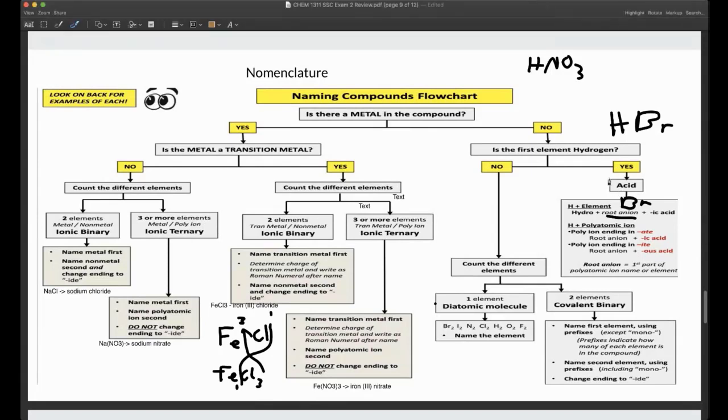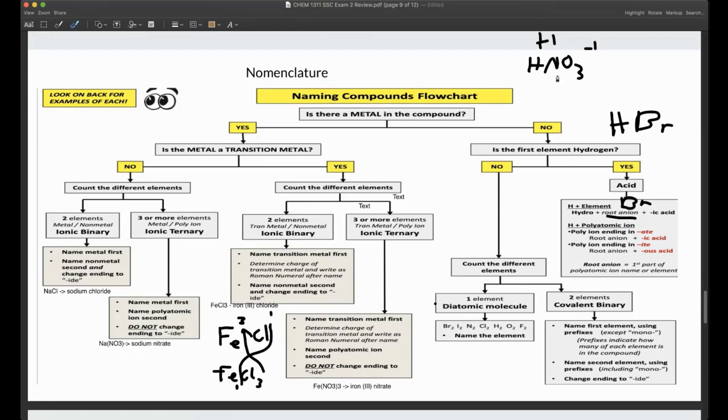So if you have HNO3, for example, since it's nitrate, you would just say that it's nitric acid. Notice here that NO3 has a -1 charge, right? And also the H has a +1 charge. And that comes out to balance to make a neutral molecule.